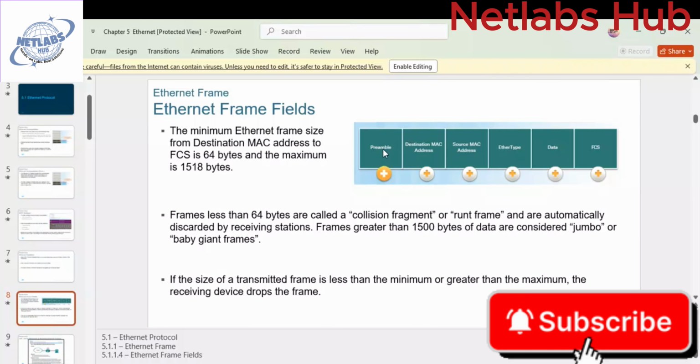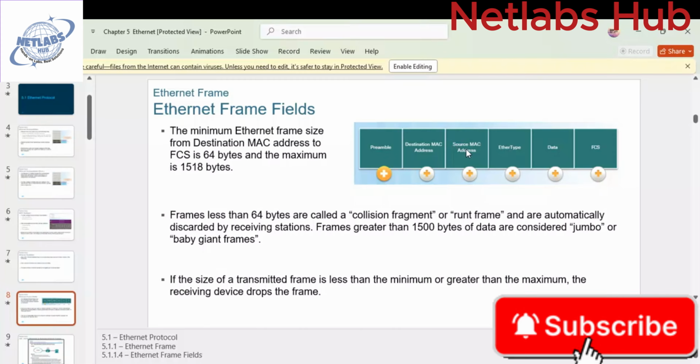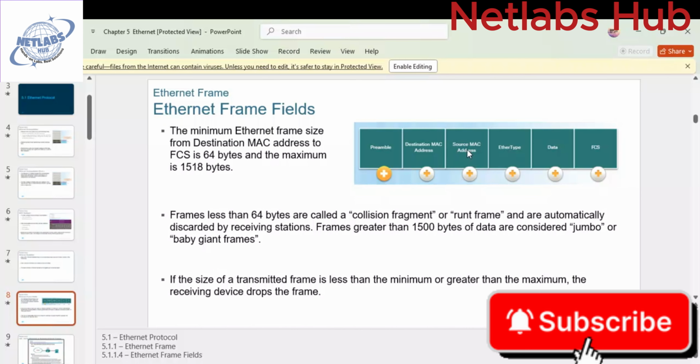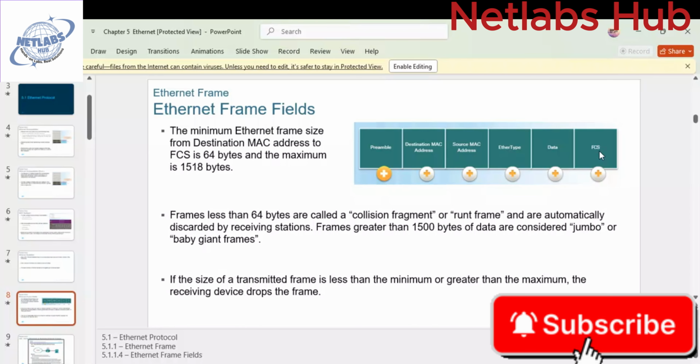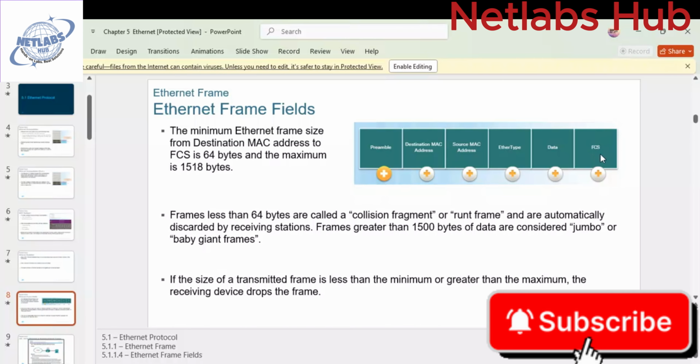So this is the frame. The first section is the preamble. This one marks the start of the frame. We've got the destination MAC address, which identifies the destination. We've got the source, which marks the machine that is sending, or the source that is encoding the message. Then we've got the EtherType. Then the data is here. Then we've got the FCS, the frame check sequence. This section deals with errors.